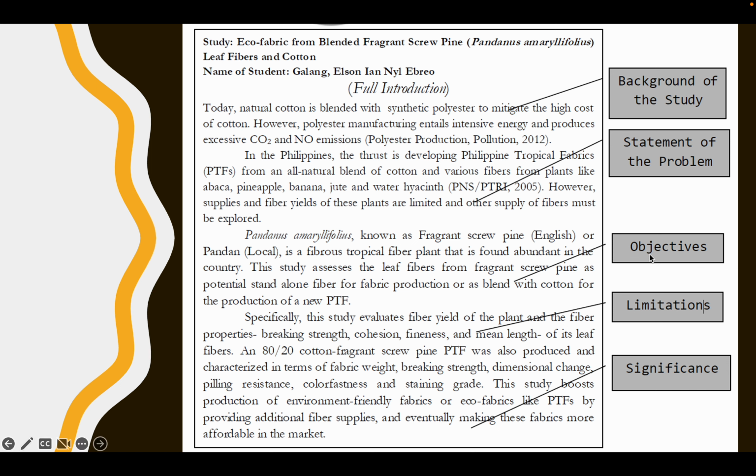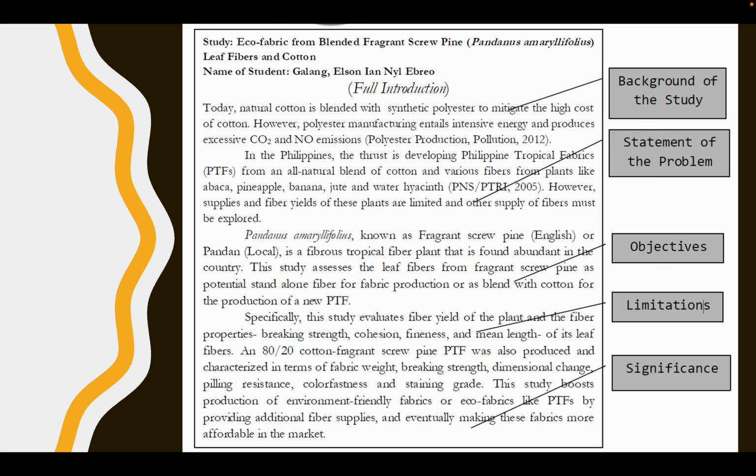Objectives now. So, the Pandanus amaryllifolius, known as fragrant screw pine in English or pandan locally, is a fibrous tropical fiber plant that is found abundant in the country. What is the objective of the study? This study assesses the leaf fibers from fragrant screw pine as a potential stand-alone fiber for fabric production or as a blend with cotton for the production of the new Philippine tropical fabrics.